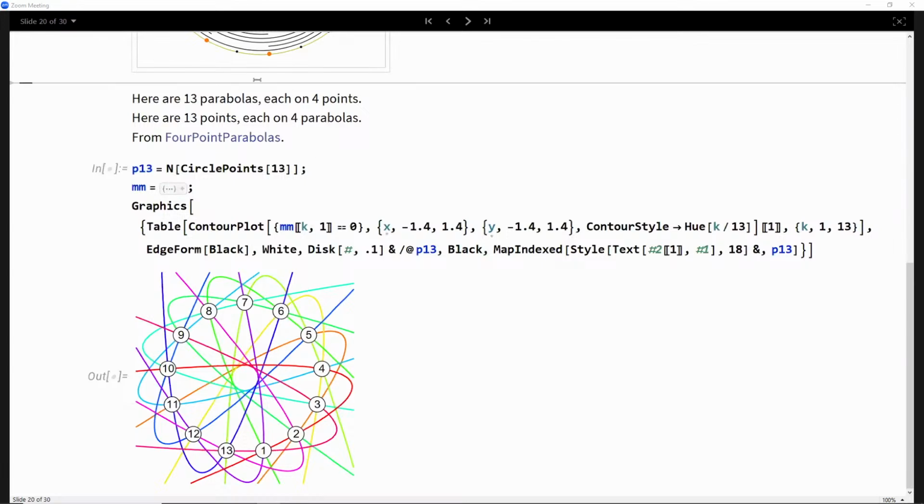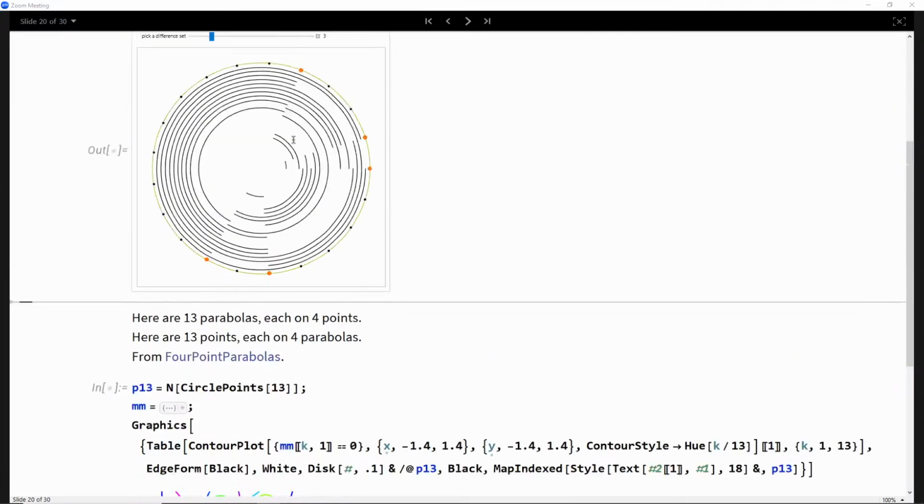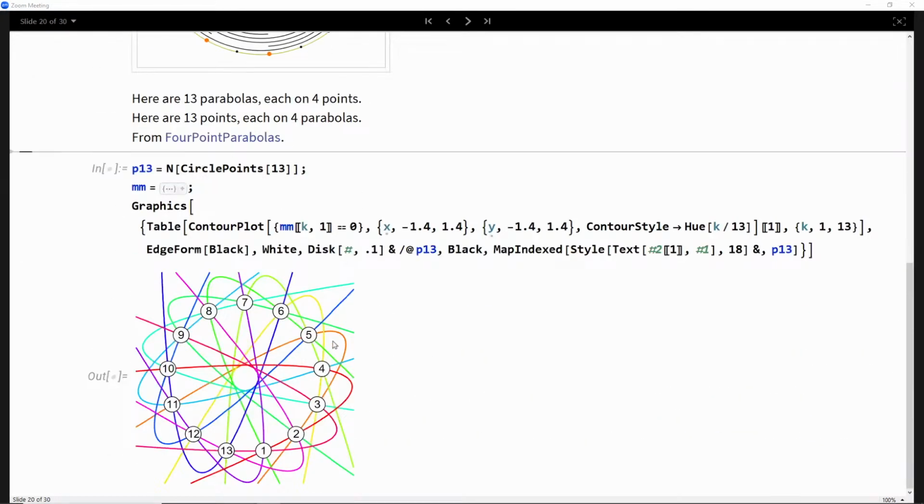So we can use these points to generate a set of 13 parabolas so that every point is on 4 parabolas, and every parabola has 4 points, so that for any possible pair of points, for example, 1, 2 is uniquely on this parabola. 1, 3 is uniquely on this parabola. 1, 4 is on this parabola.